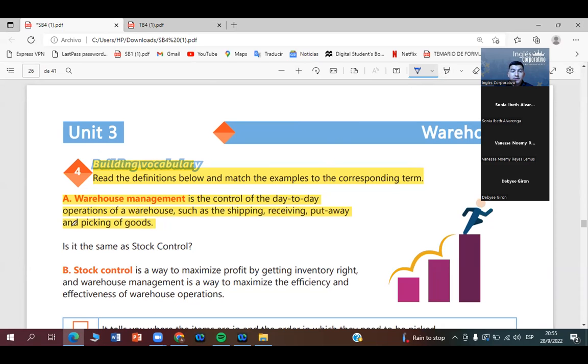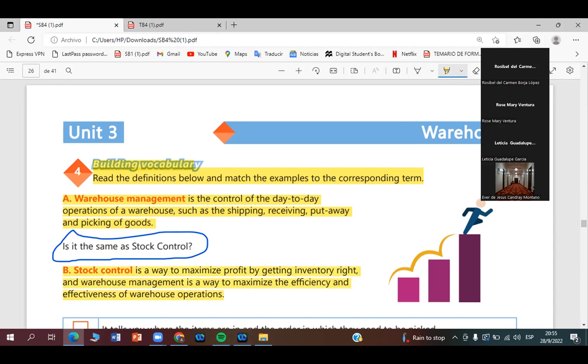So here we have a question. Is it the same as stock control? Okay, we're going to read stock control. What about you? Let me listen. Okay, can you please read it, Rosibel?